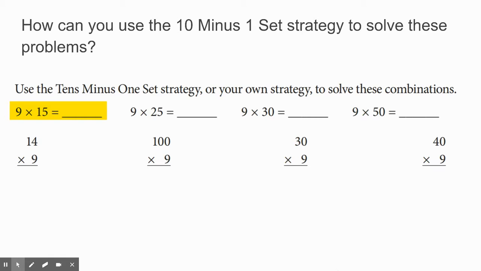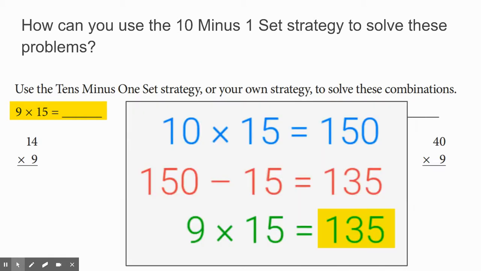Okay, I hope you've given it a try. Here's how Mrs. Peters decided to solve it using the tens minus 1 set strategy. So I overshot. I did 10 groups of 15 because I know that's 150. But then I had to subtract that extra set of 15 from 150. Well, 150 minus 10 is 140, and minus 5 more is 135. So that tells me that 9 groups of 15 is going to be 135.